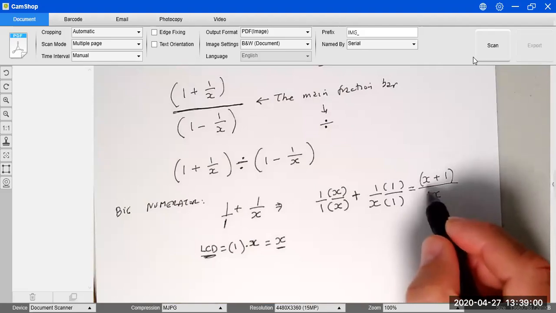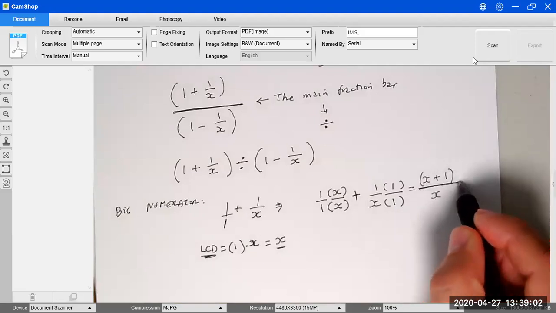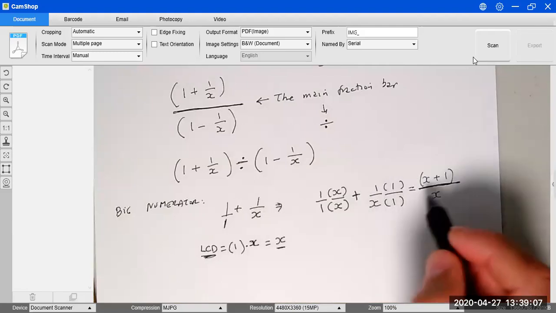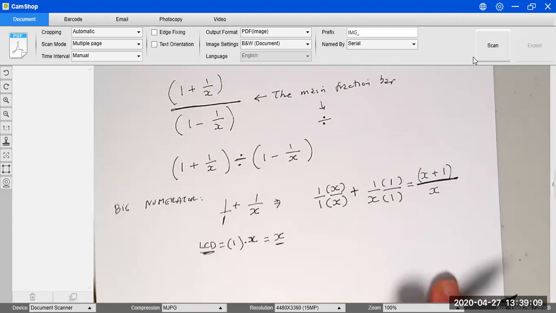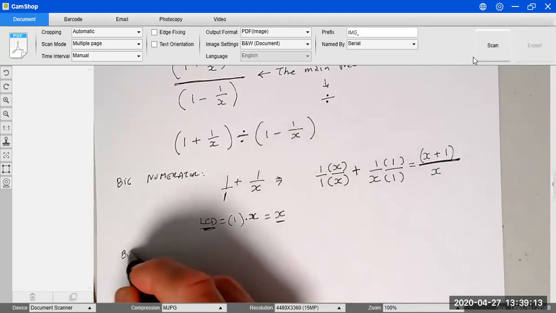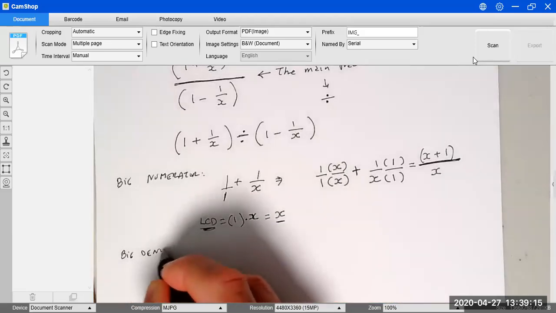Why is this a simple rational expression? Because this is only one fraction. Before, we had two fractions in the numerator, now we have only one fraction. So we're going to do the same thing now with the denominator. So I have my big denominator.